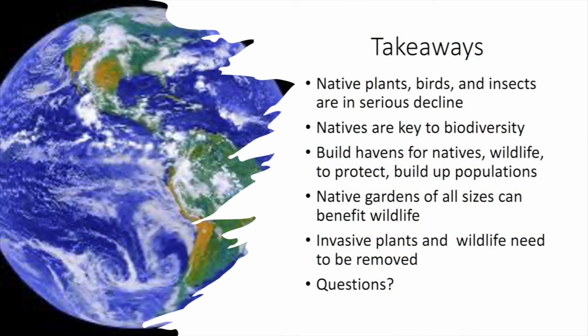Takeaways. Populations of native plants, birds, and insects are in serious decline. Natives are key to biodiversity. They need havens for natives and wildlife to protect and build up their populations. Invasive plants and wildlife need to be removed. All gardens of whatever size benefit native plants and wildlife if they have a rich selection, a proper selection. It is up to all of us to create those havens.